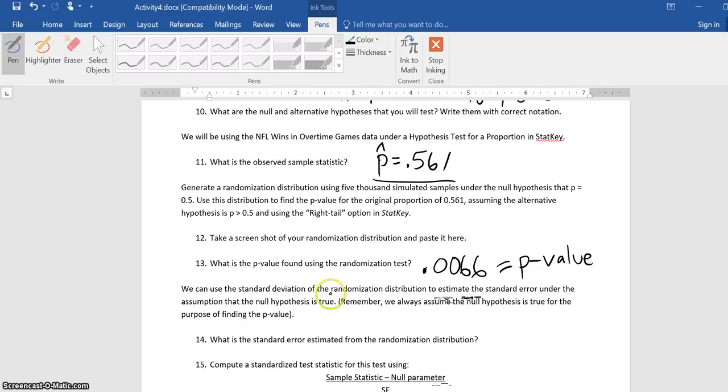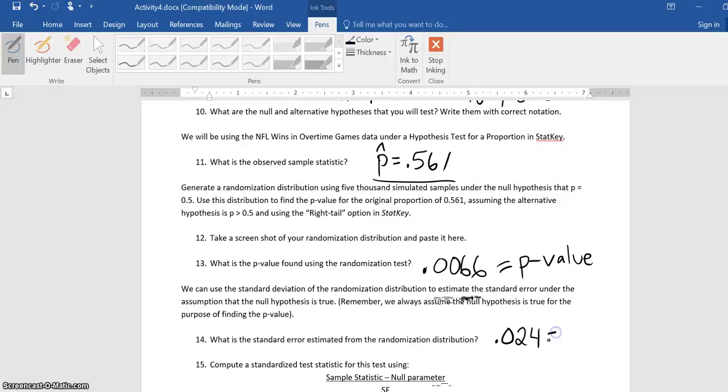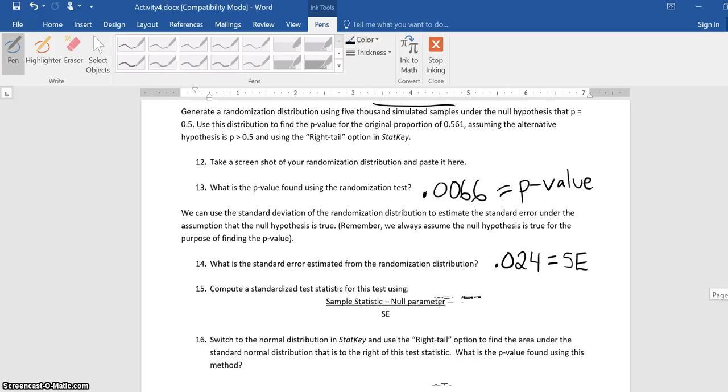Now, we're going to use the standard deviation of the randomization distribution to estimate the standard error under the assumption that the null hypothesis is true. So I'm going to go back to StatKey and pull the standard deviation off the randomization distribution right up here. So that standard deviation, 0.024, is the standard error of my sample statistics, assuming that the null hypothesis p equals 0.5 is true. Okay, so my standard error is 0.024.